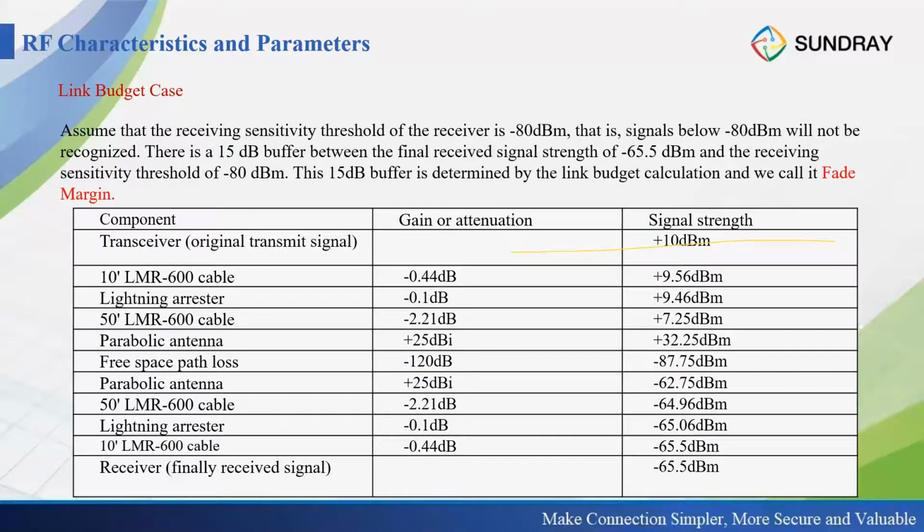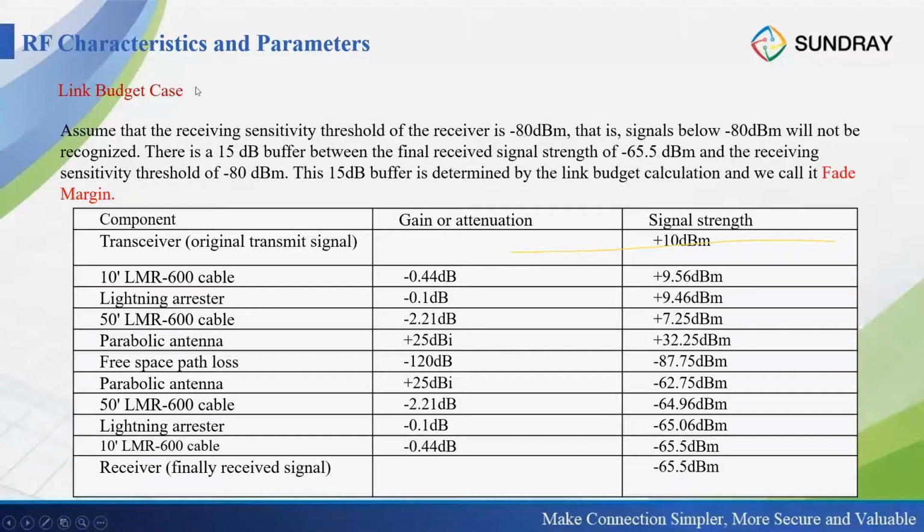So what will the signal strength be when the receiver receives the signal? The received signal is negative 65. Negative 65. This is logically the signal strength that the receiver AP will get. That's negative 65 dBm.